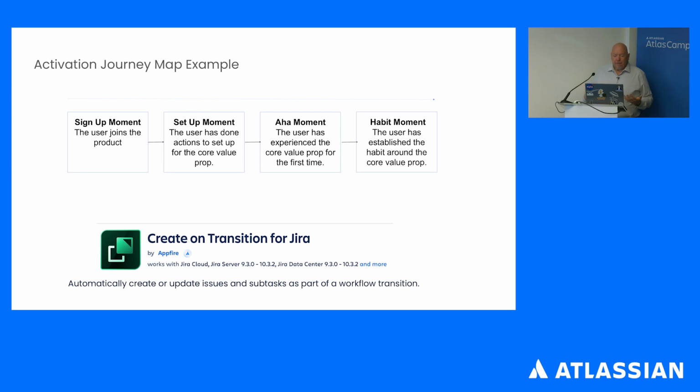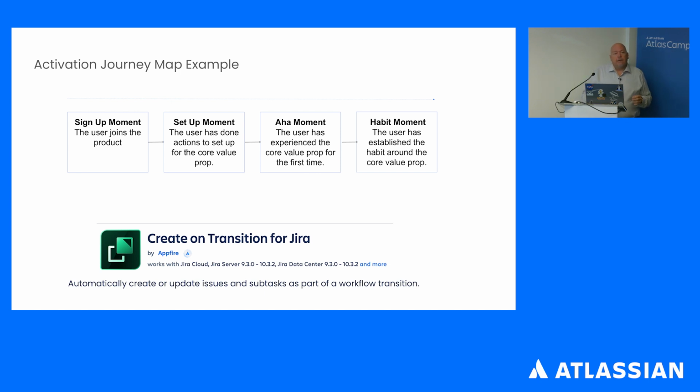So let's map that to an Appfire product, Create on Transition for Jira. Pretty straightforward app. It does what it says on the tin. It automatically creates or updates issues and subtasks as part of a workflow transition. It creates issues on a transition. It's well named. Okay, so here's our activation journey map, and let's map it.